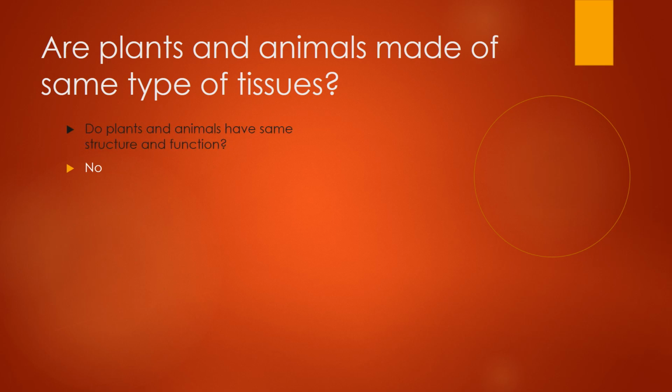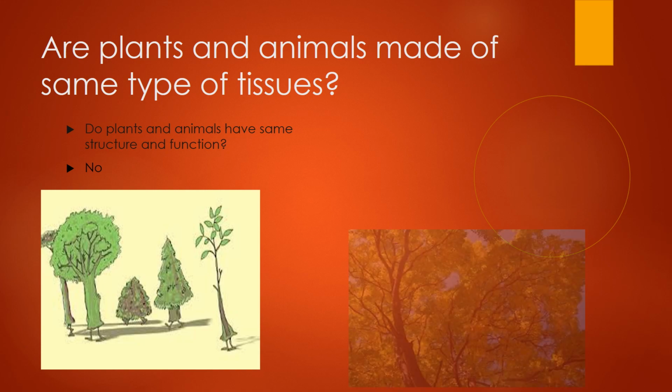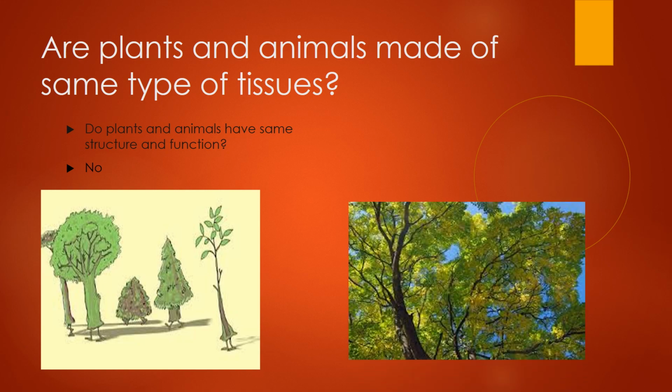Do plants and animals have the same structure and function? The answer is no. Plants and animals do not have the same structure and function. There is a noticeable difference between plants and animals. Have you ever seen plants move? Plants cannot move from one place to another. So most of the tissues are supportive tissues which give structural strength to the plant. Therefore, most of the tissues present in plants are dead because they need less maintenance.